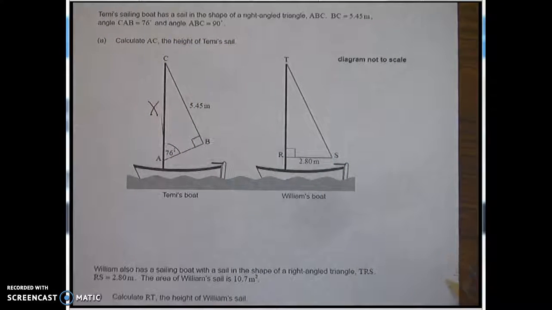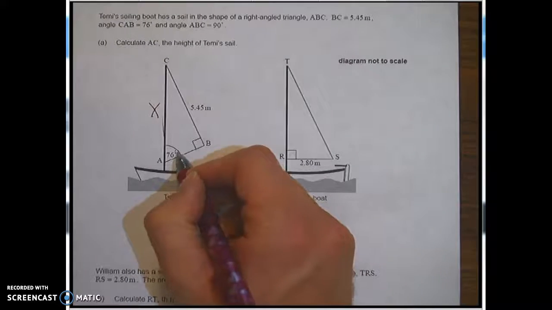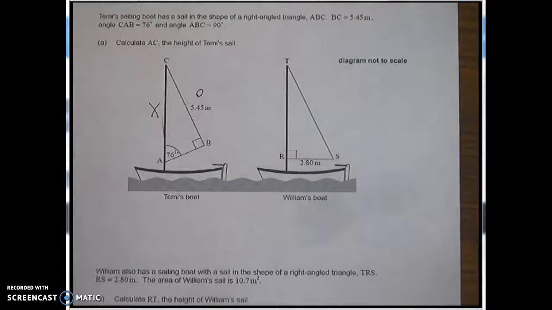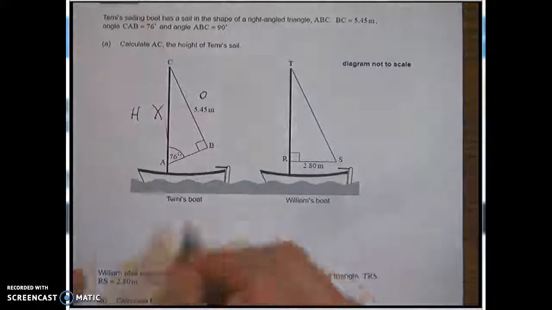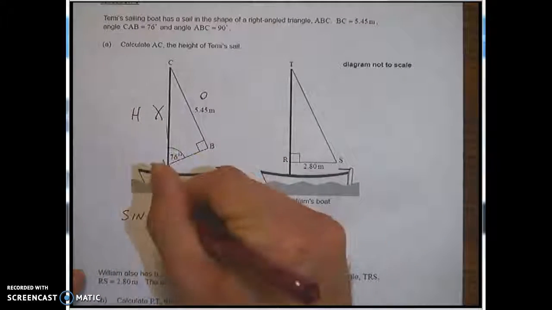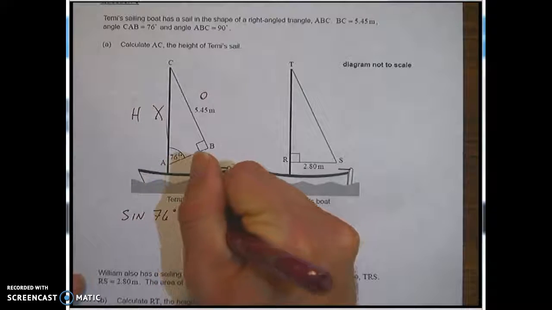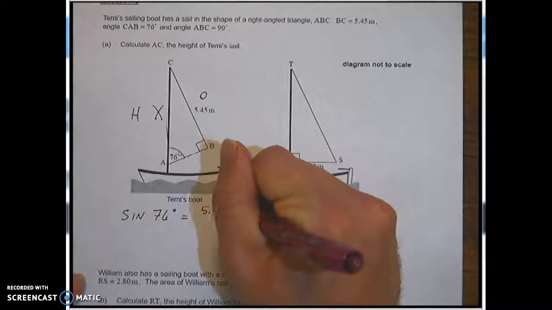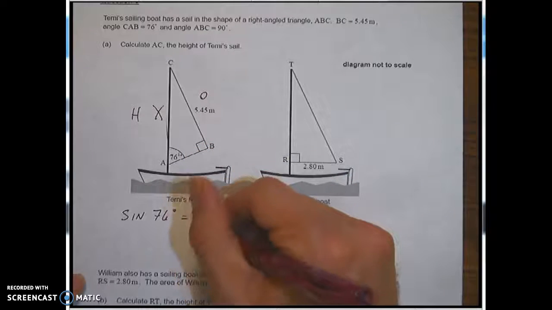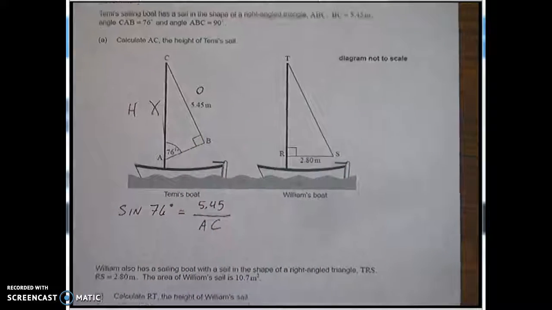All right. So this is sine, cosine, tangent. From that 76 degrees, the 5.45 is the opposite side. And the x, the thing we're trying to find, is the hypotenuse. So to calculate the value of AC, we're going to use sine. We're going to say sine of 76 degrees equals opposite divided by the hypotenuse, which we can just call AC or x or whatever you want to call it.